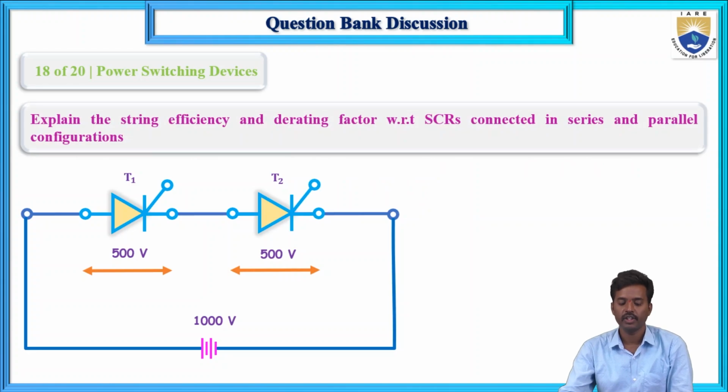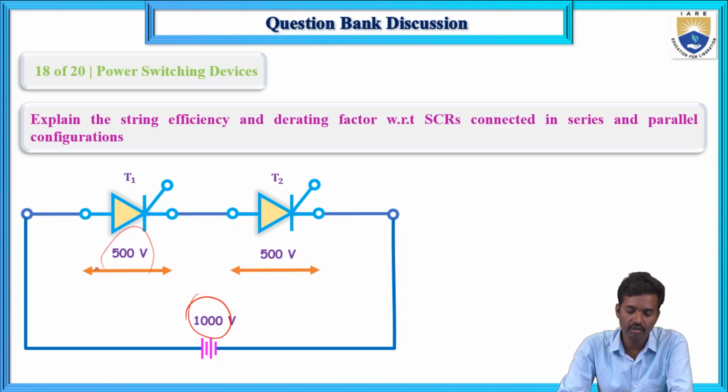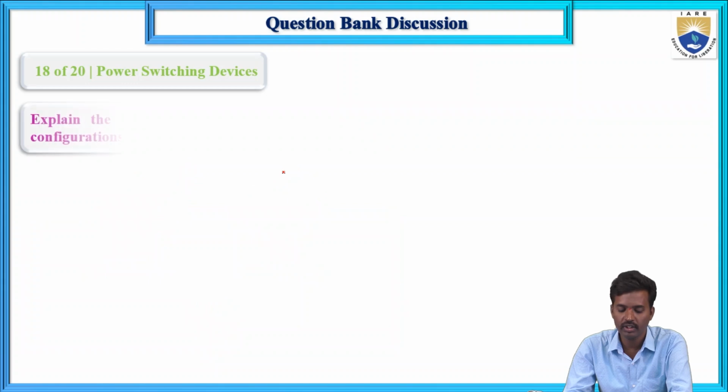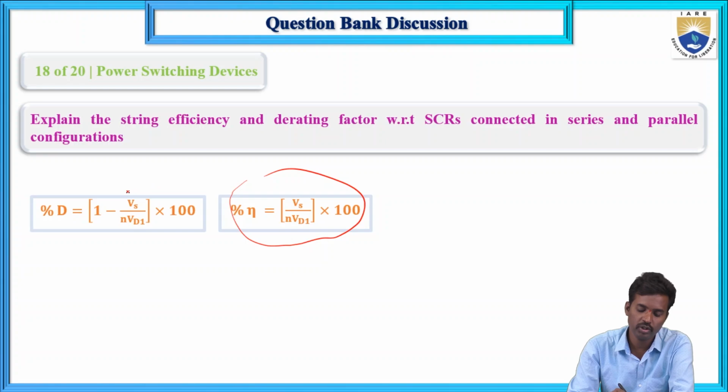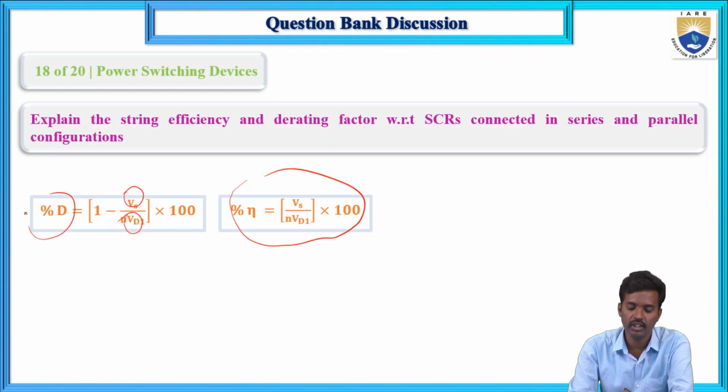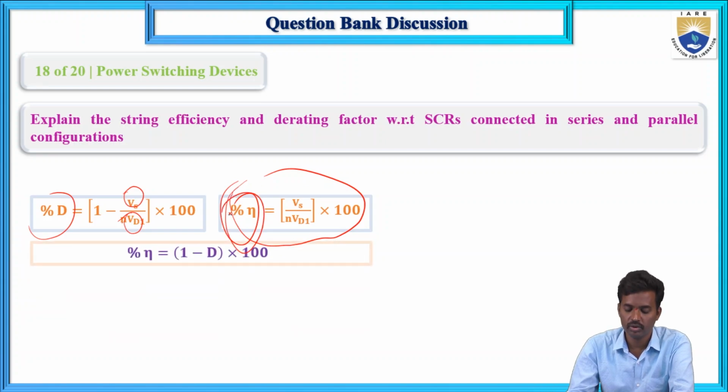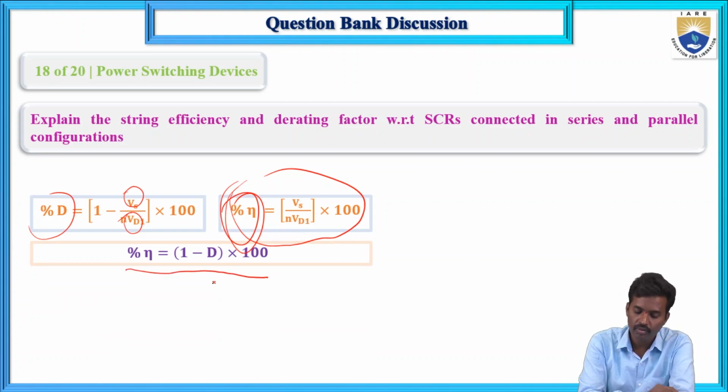Explain string efficiency. If the supply voltage is greater than the voltage rating of the SCR, in that case SCRs are connected in series. Now here, the derating factor formula and efficiency formula: Vs is the supply voltage, VD1 is the device voltage, and N is the number of SCRs connected in series. This is the derating factor, and Vs by N into VD1 is the string efficiency. The derating factor equals 1 minus string efficiency, into 100.